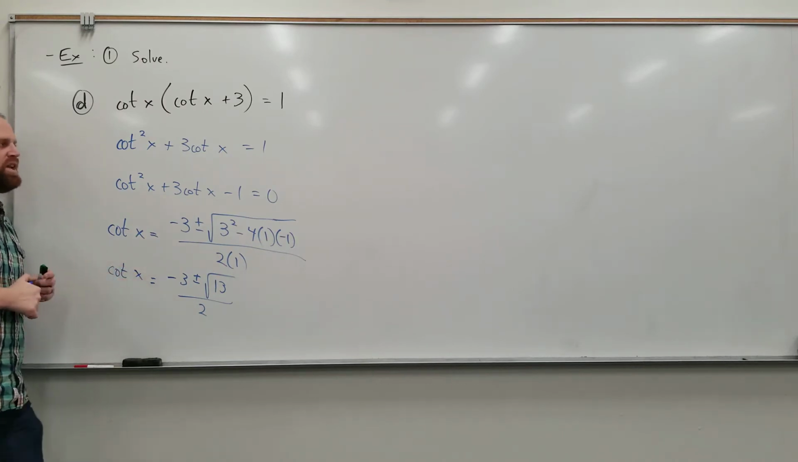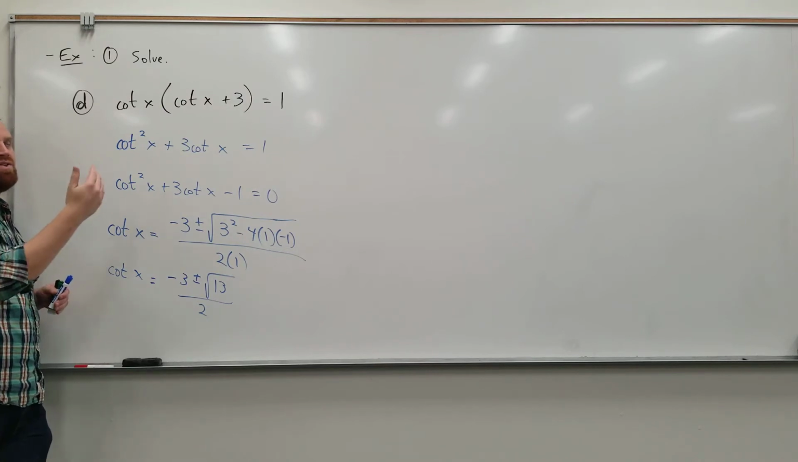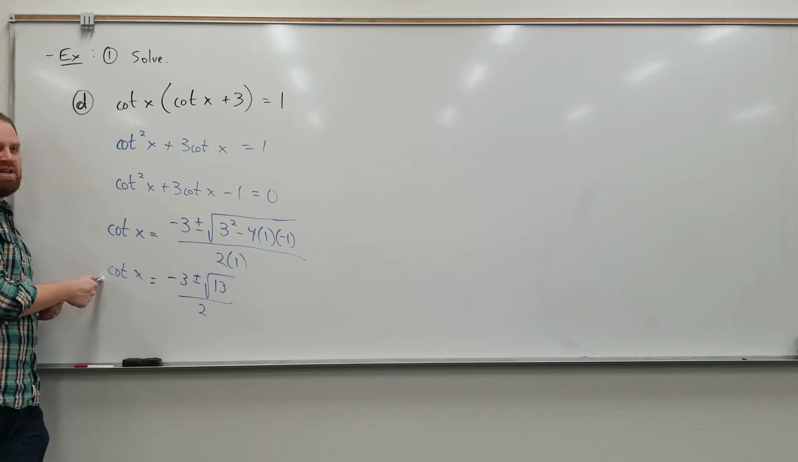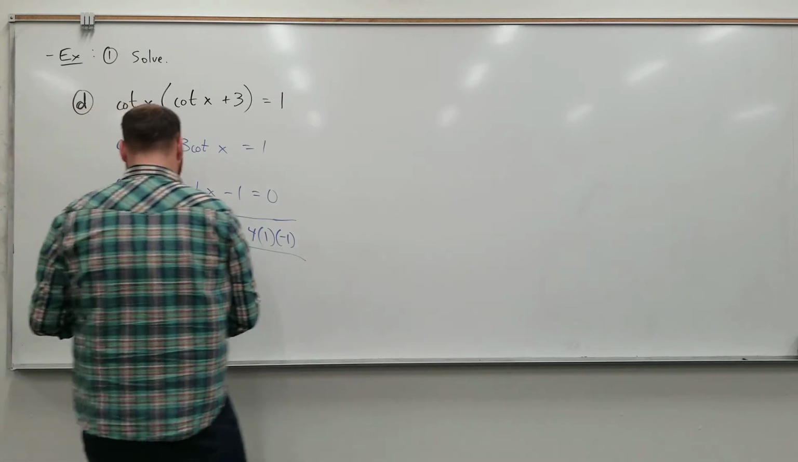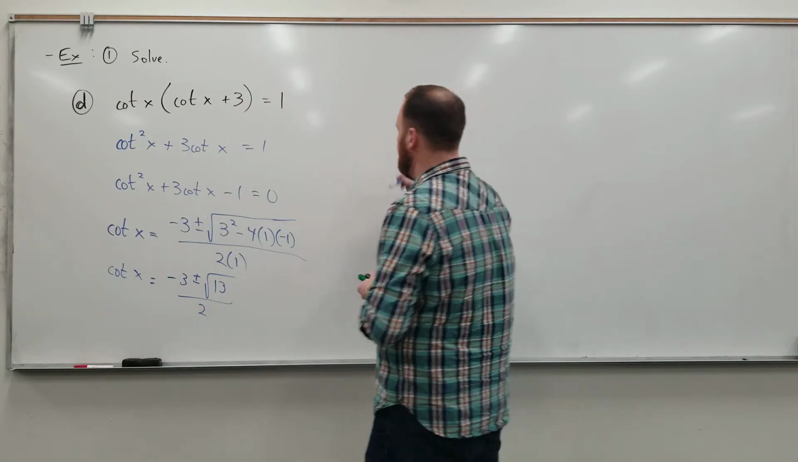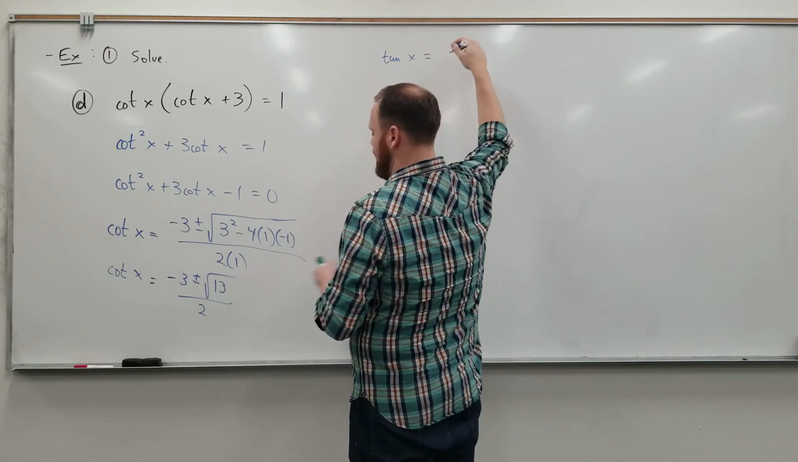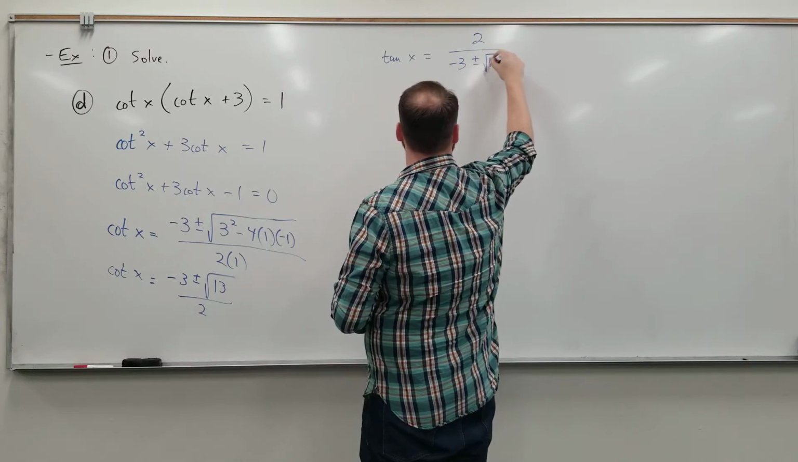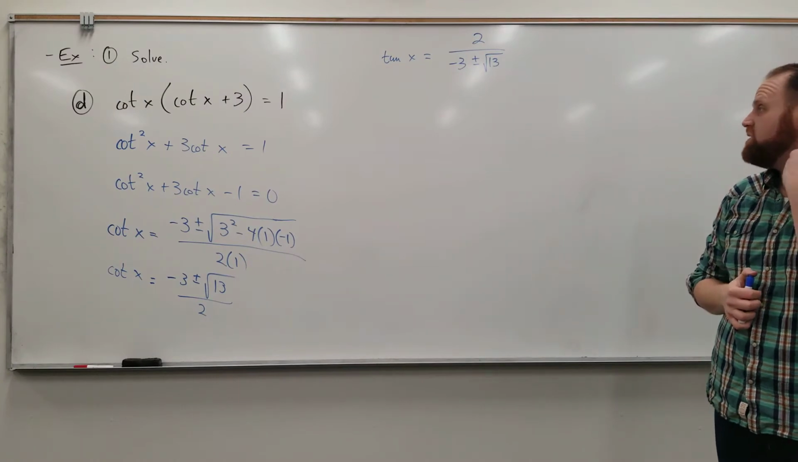Now, we didn't have a rule that we listed out for cotangent. We only had rules for sine, cosine, and tangent. The good news is that it's easy enough to write this in terms of tangent, right? Cotangent is just 1 over tan. So I'm going to use the reciprocal identity there to say, all right, so tangent x is 2 over -3 plus or minus square root of 13. Okay, and that's all there is to that. The rest is pretty much history, right?